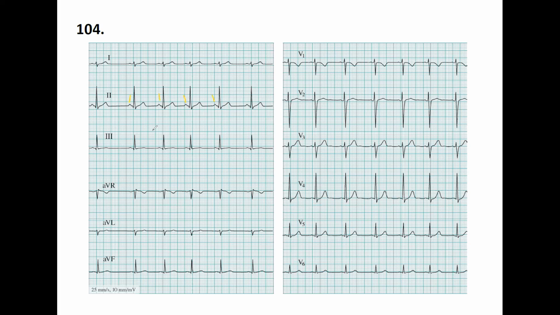Next one, the axis. So aVF is positive, and lead number 1 means 0 degrees. What does it mean when it's 0 degrees? It's exactly perpendicular to 0. It can be 90 or minus 90, but because aVF is positive, you are here. It's plus 90.